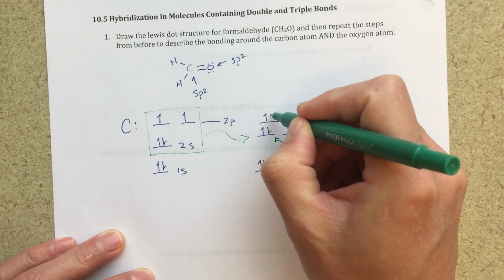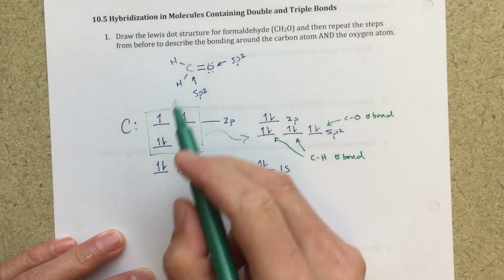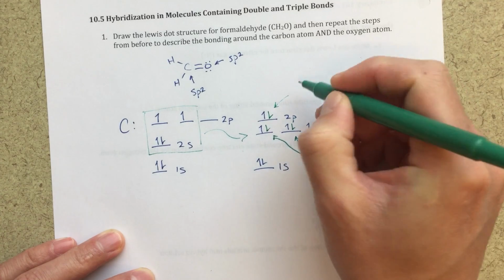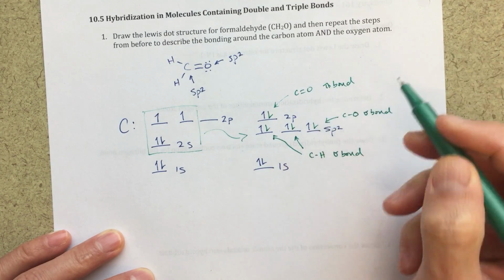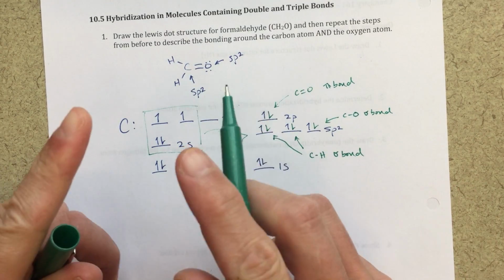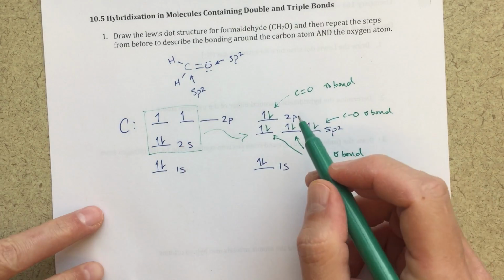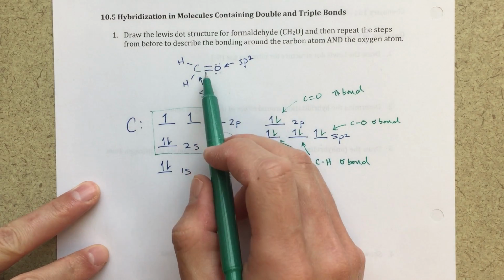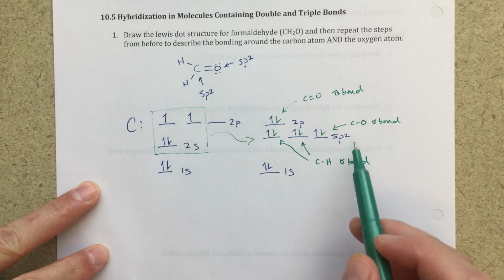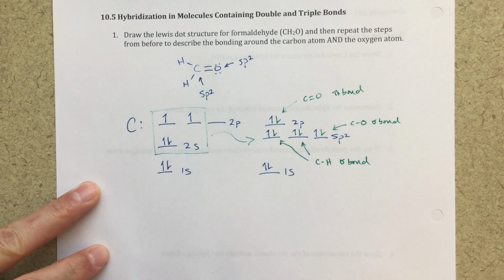For the 2p, I'm also going to have another electron from oxygen, and that's going to be my CO pi bond. So that's going to be from the leftover p orbitals sticking up and down, overlapping. That's going to be the CO pi bond. So I've got 2 bonds, 4 electrons for that CO double bond. And I can see where those all come from.